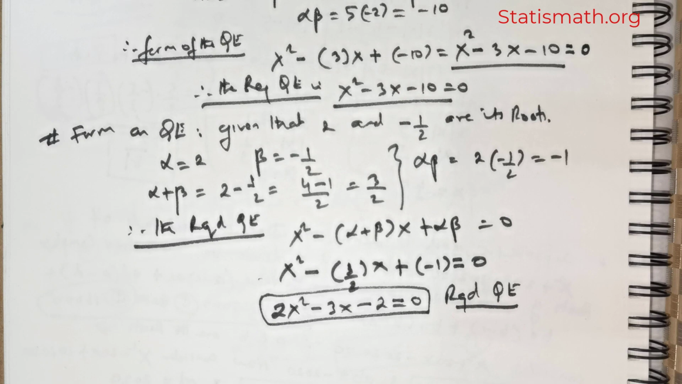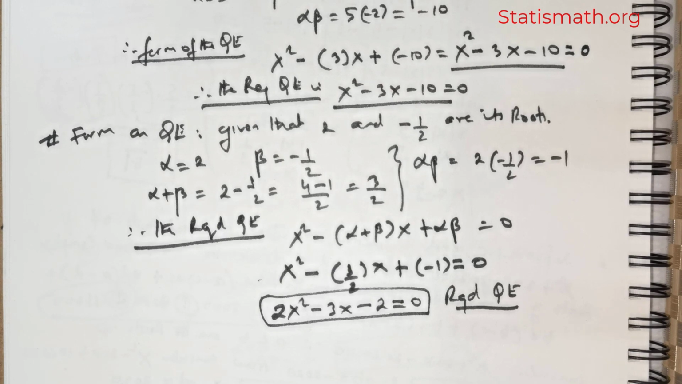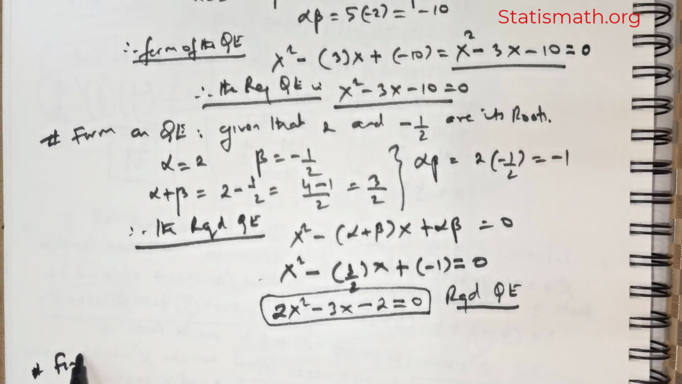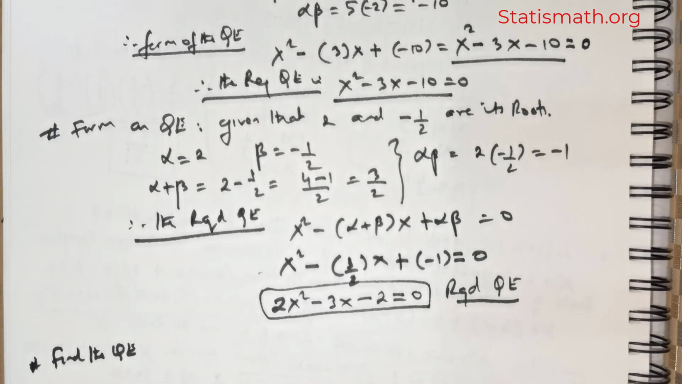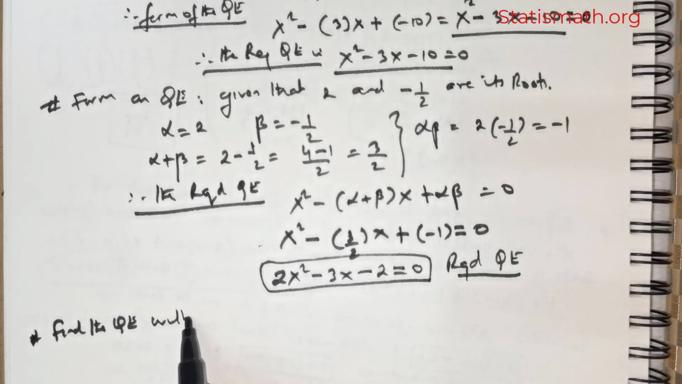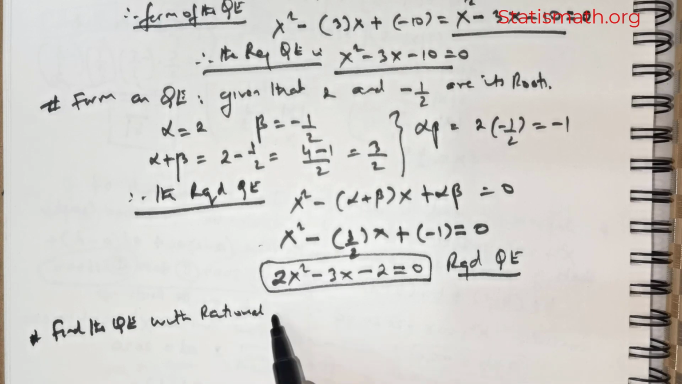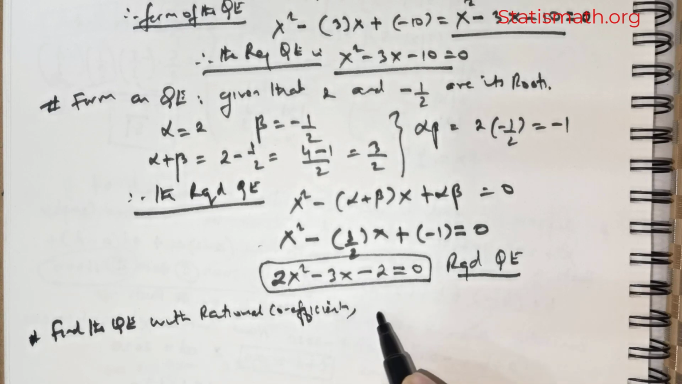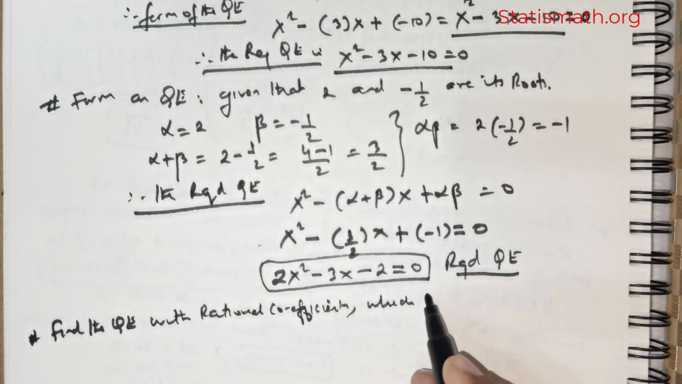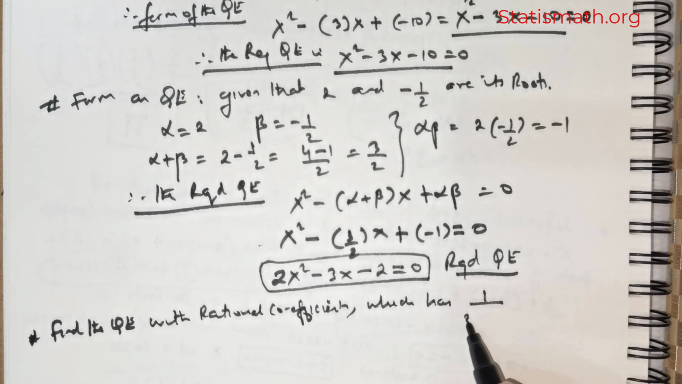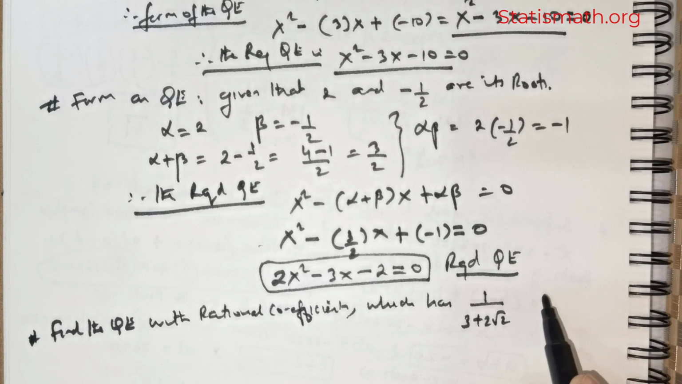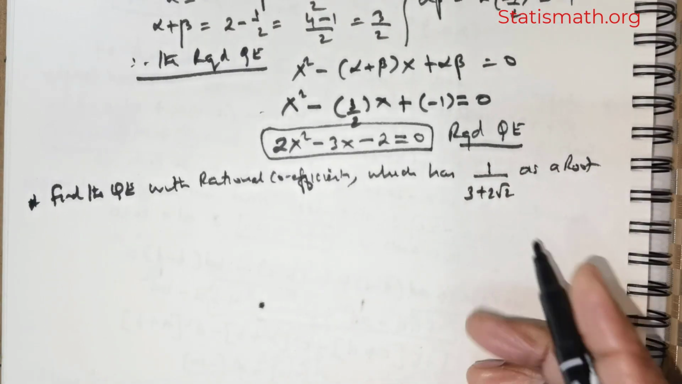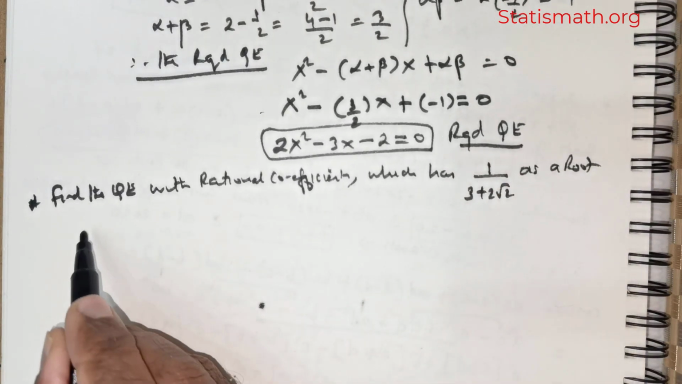So I hope you understood this concept, students, and I'm sure you will be able to handle other questions also of this fashion. Let's do this question, students. Find the quadratic equation with rational coefficients, and it is given that 1 over (3 plus 2 root 2) is a root. So this is one root. Apparently we have been given the root to be in this fashion, so we need to rationalize this.